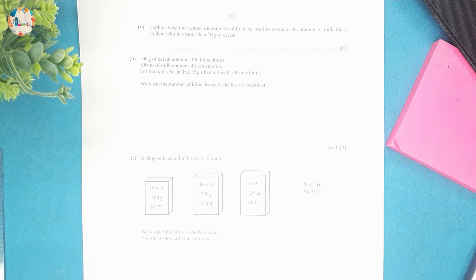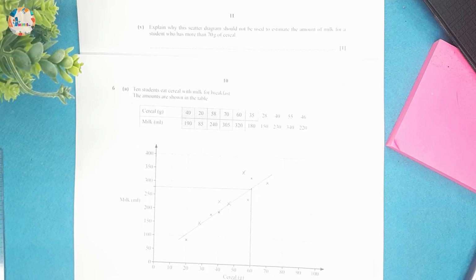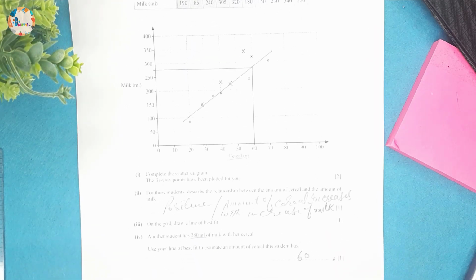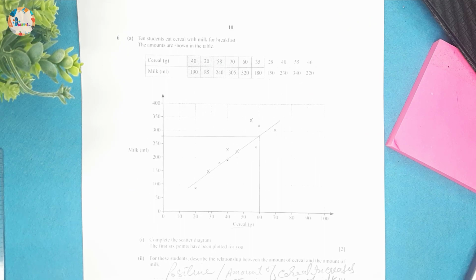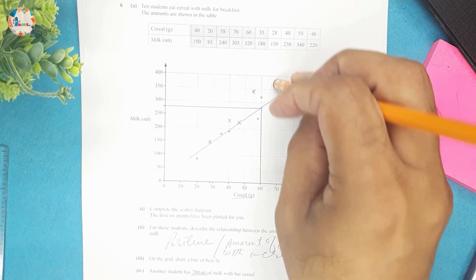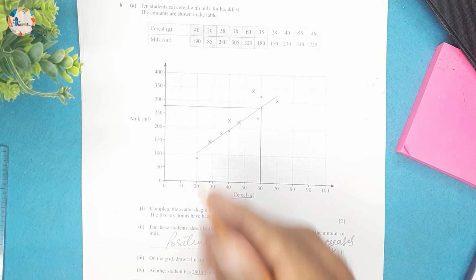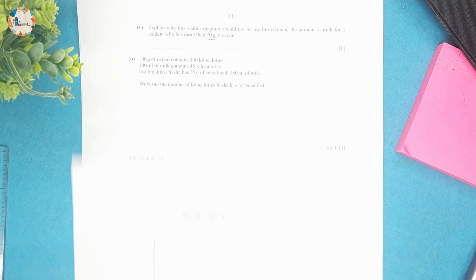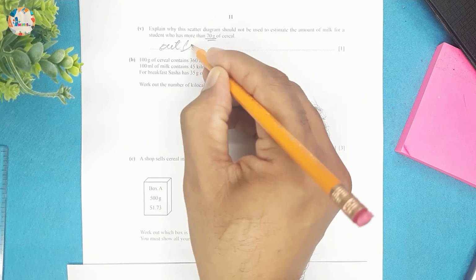This is done. Explain why this scatter diagram should not be used to estimate the amount of milk for a student who has more than 70 grams of cereal. We cannot use it for that because this is outside the provided data. The provided data is within this region only, right? So beyond 70 we cannot use this. You will have to restrict your line up to 70. You cannot go outside the scatter diagram. Whatever data is provided is from this point to this point, so you cannot extend this line. So here we will be writing outside given data.